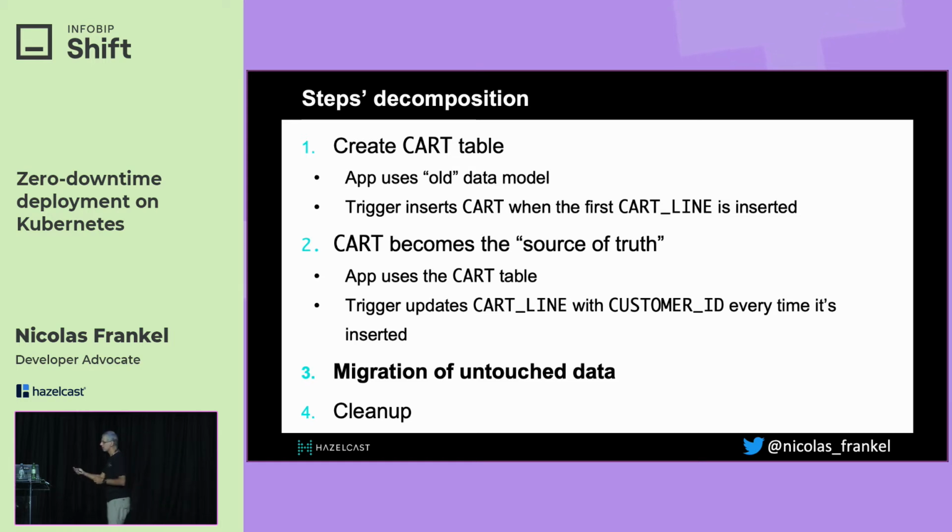The second step is that now the application will use the new model as the source of truth, but again, I will replicate the changes to the old model. Again, if I roll back, because I replicated all the changes, I will get everything, and it's fine.